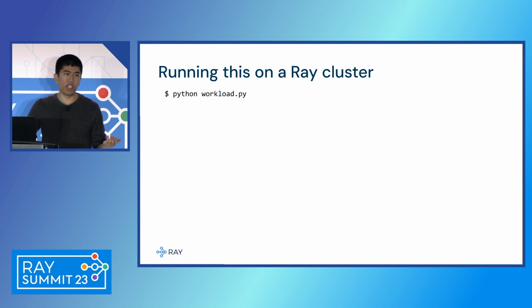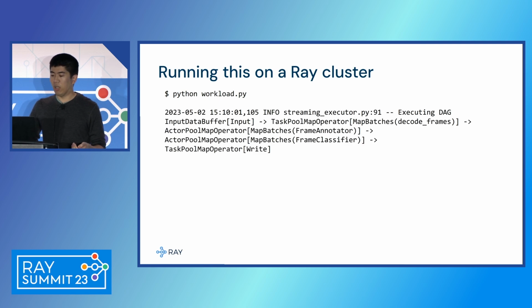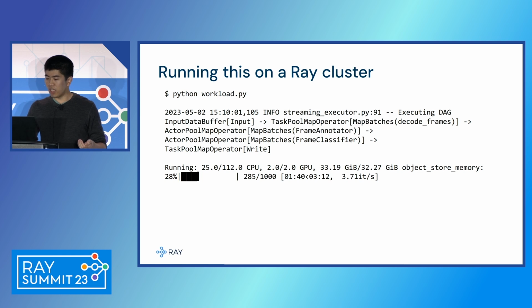And what do you get if you actually try to run this script? If you run that script I overviewed before, you'll see that Ray data will print out the operators it creates. And you can see what they're running on. You can see some are running on a task pool, some are running on an actor pool, and the final step is running on a task pool. And Ray data will also provide a nice progress bar.